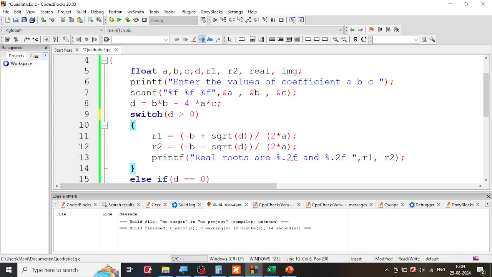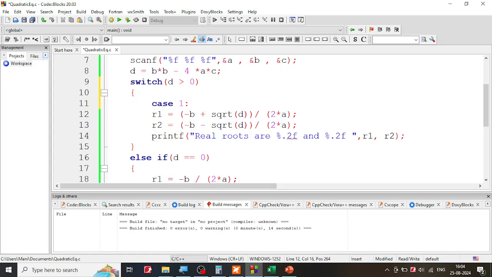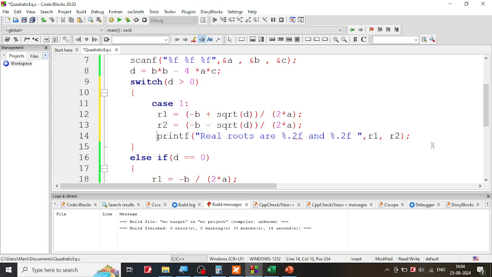Now the two possibilities are D is either greater than 0 or not. Remember when you have a comparison operator, the possible output is either true or false. True means 1, false means 0. So only two possibilities are there. So if it is true, that means if it is 1, case 1, then whatever you have written here is all valid. Let me put one space extra here because it will go out of the screen otherwise. And you know very well at the end you have to put a break.